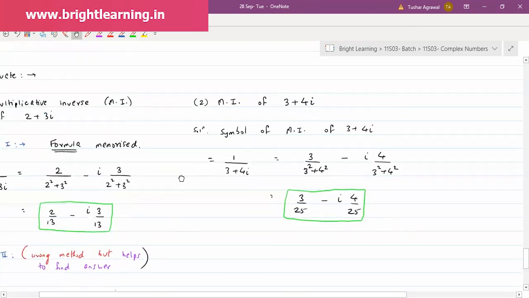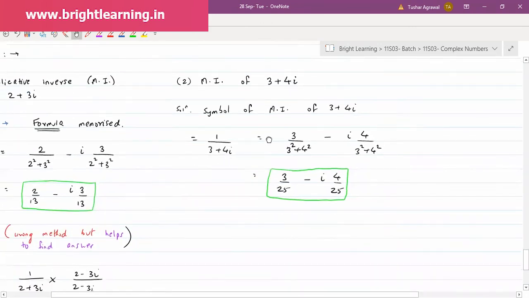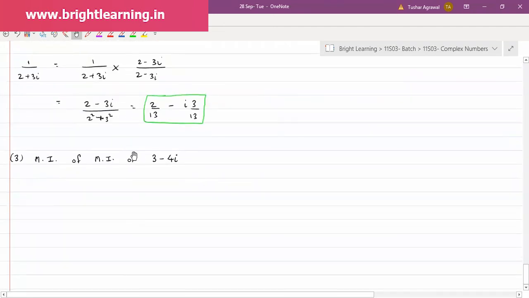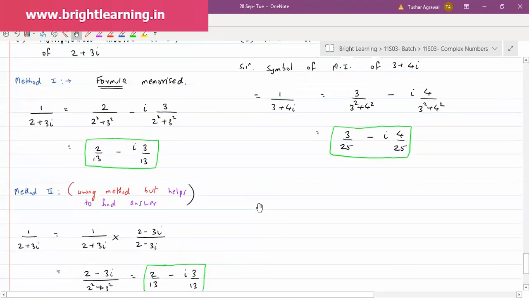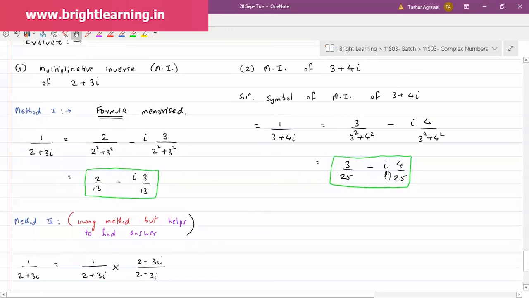Sir, third answer I'm getting 3 by 25 plus i into 4 by 25 only, sir. What you have calculated, Pujita, is the multiplicative inverse of this. You have to calculate that answer. It's again a multiplicative inverse you have to calculate. Okay, sir. Dhananjay did the easy job: 1 upon 2 plus 3i, 1 upon 3 plus 4i. That is not how you have to write it. This should be the answer.